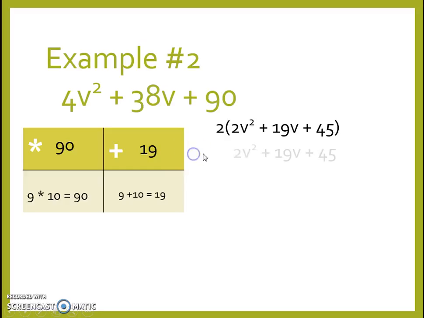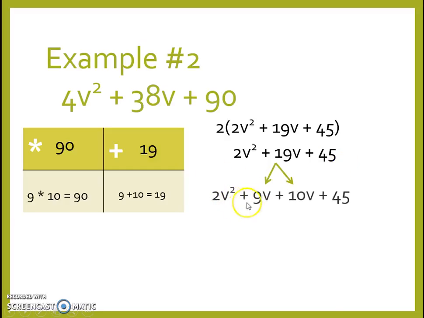So I bring down my first term. I'm going to split my middle term and bring down my third term. So it'll now look like this: 2v squared plus 9v plus 10v. The 9 and 10 come from your table. And then bring down your 45.